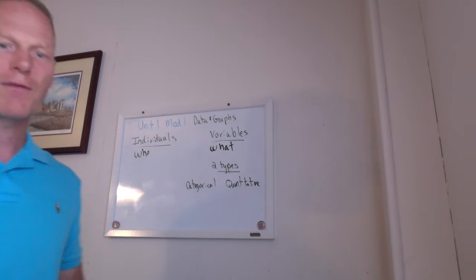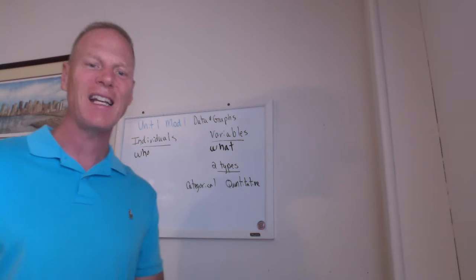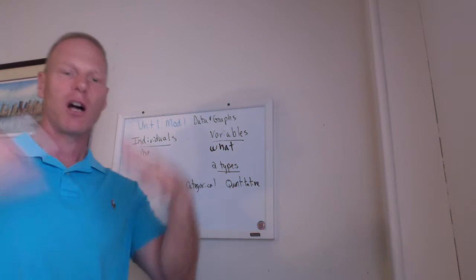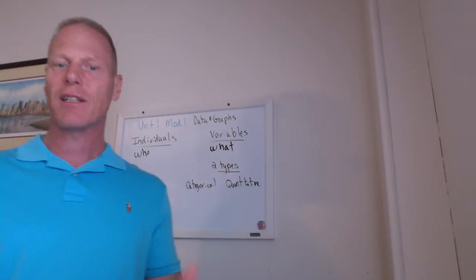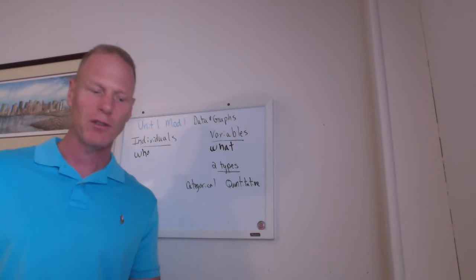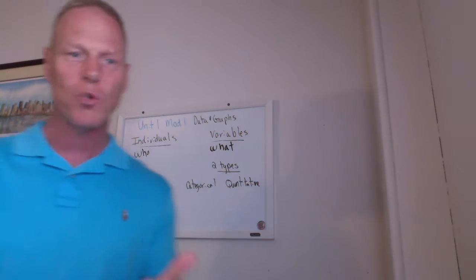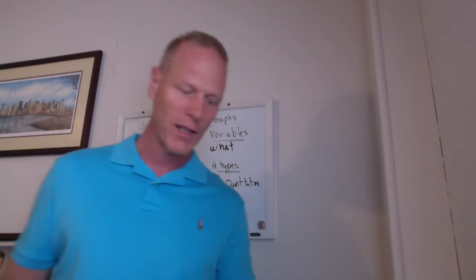There's two different types of variables, categorical and quantitative. Categorical is a category such as hair color, gender, things like that. Quantitative is numbers, anything that you're talking about, age, weight, height, along those lines.